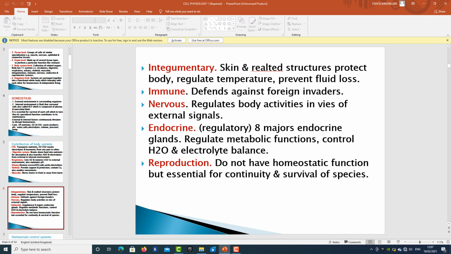Let's take the example of the integumentary, skin and related structures. They protect the body, regulate temperature, prevent fluid loss. Immune, defense against foreign invaders. Nervous, regulates body activities in response to the external signals. Endocrine, they are regulatory, and eight major endocrine glands are there. They are going to regulate the metabolic functions, control water and electrolyte balance. Reproduction, they do not have homeostatic functions but are essential for continuity and survival of species.